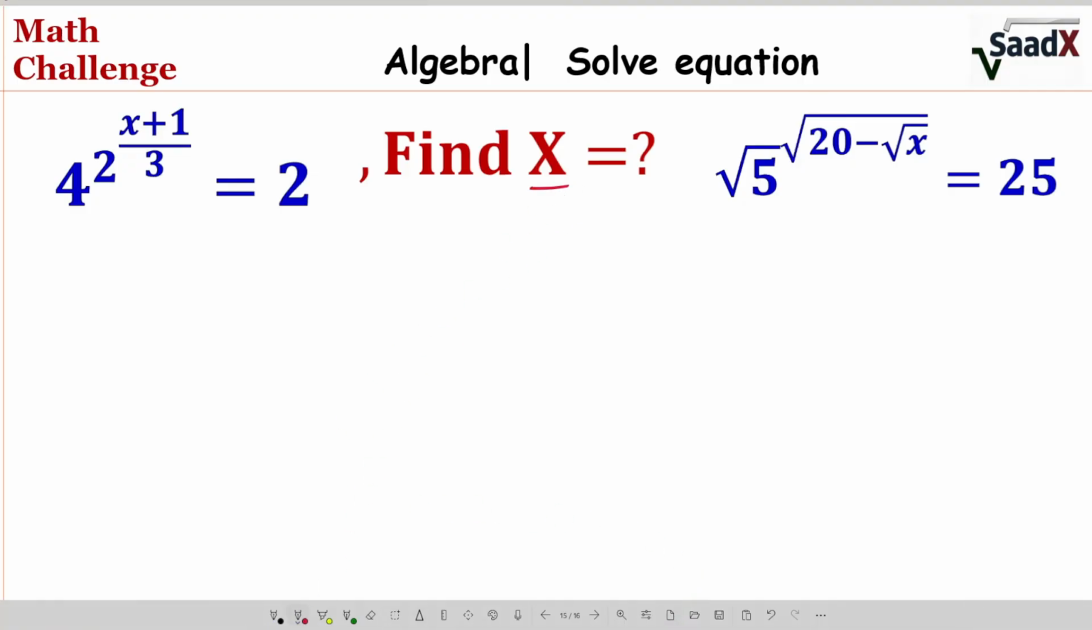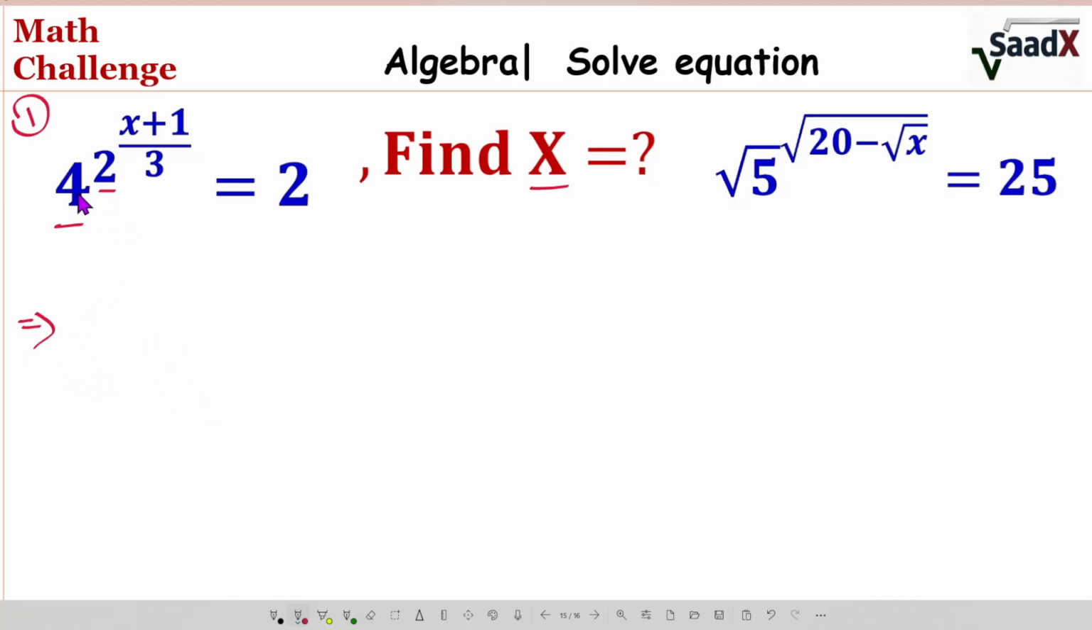Let's start. First one, 4 to the power 2 to the power (x plus 1) divided by 3 equals 2. Very interesting math and we have to do it carefully.